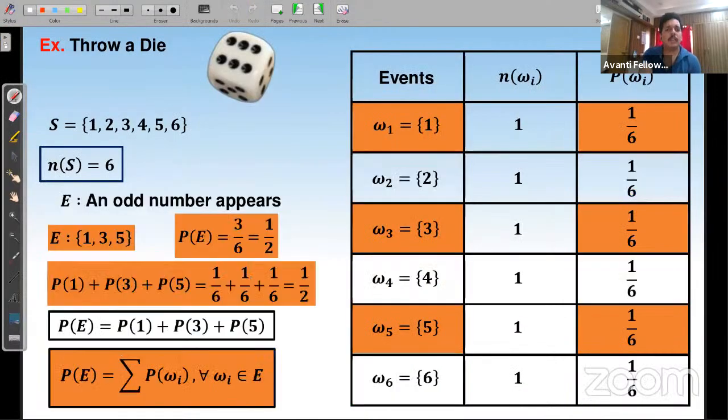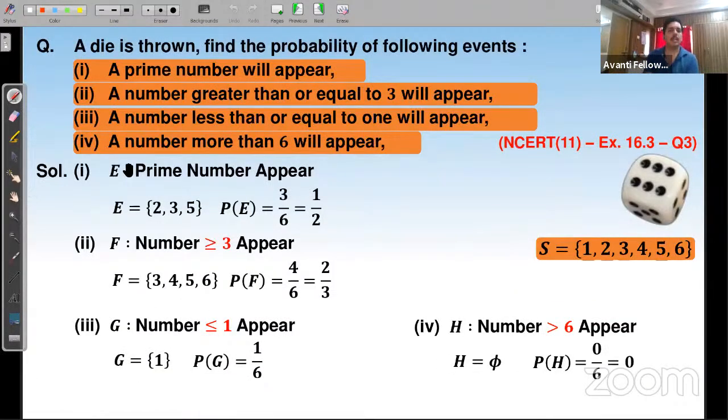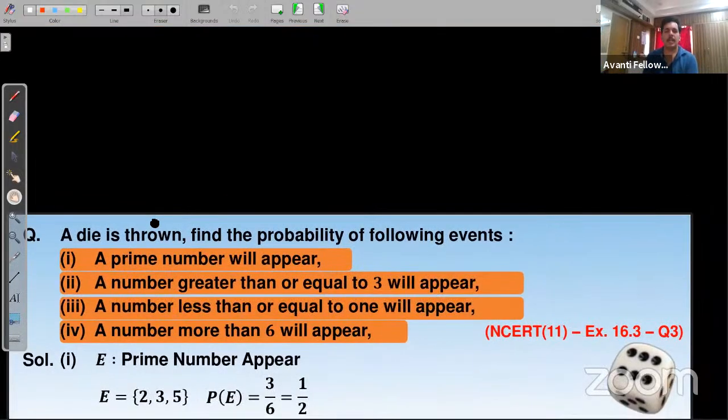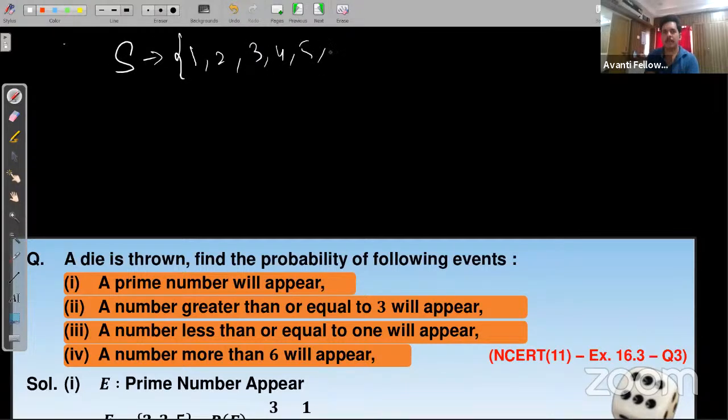So, any good question? Yes, this is one good question. Just try to solve this question, guys. What is the question asking? A die is thrown. What is the probability that a prime number will appear? Guys, please tell me, what is the sample space for a die is thrown? 1, 2, 3, 4, 5, 6.